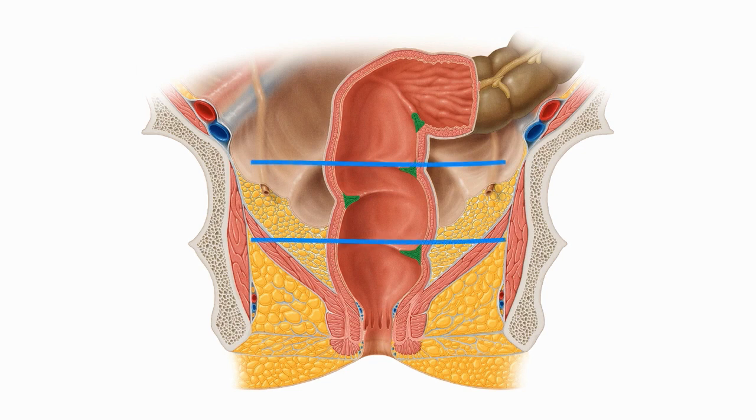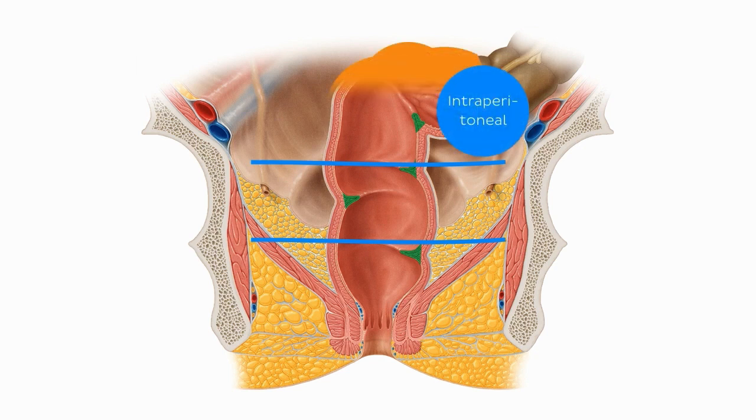And of course, above the most superior line, we have the superior third of the rectum, which is intraperitoneal. And we have this orange shape, which represents the peritoneum. And when we say the rectum lies intraperitoneally, we mean that it's covered by the peritoneum on its anterior and its lateral surfaces.